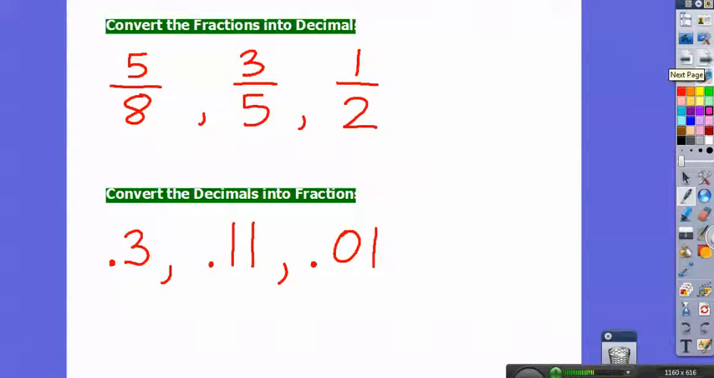Alrighty, for homework, I want you guys to convert the fractions into decimals, and then I also want you to convert the decimals into fractions. And just as a quick reminder, when we're converting the fractions to decimals, the numerator is the dividend and the denominator is the divisor. So let's set the first one up. 5 divided by 8. And remember, you're going to need your decimal and a 0. Oops, sorry, that kind of went crazy. Your decimal and a 0. Bring your decimal up to your quotient and then solve just like you know how to solve a division problem when you're dividing a decimal by a whole number.